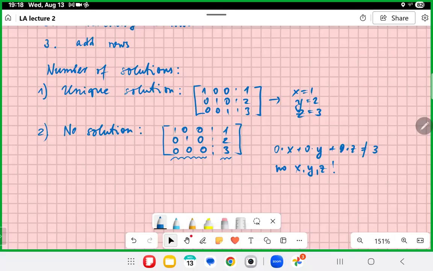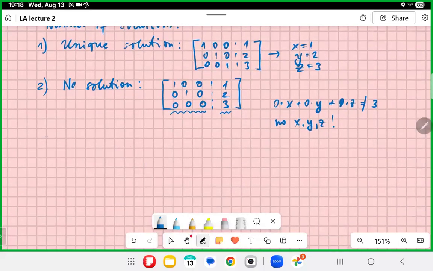Last case, infinitely many solutions, and how it's going to look. Well, it can look like this.